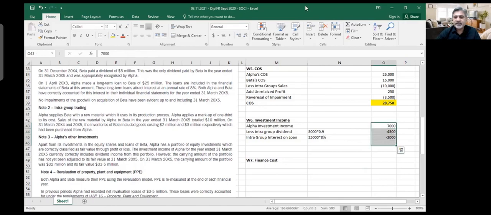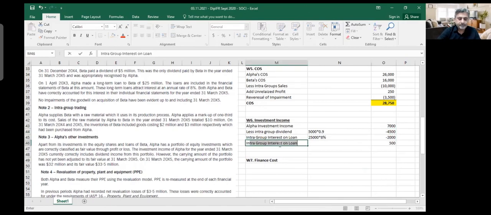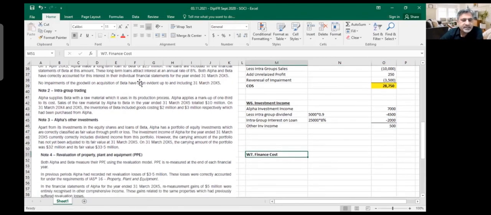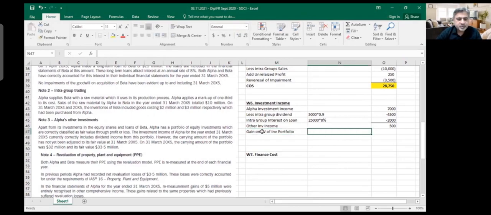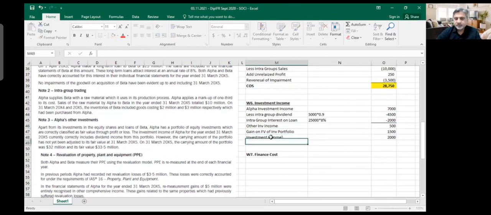So I can say investment income from other, or other investment income. Let's call it like this, other investment income. But then there is one more thing we need to pay attention to, because they told us there's a difference in fair value, 32 million and 33.5 million. This is related to Alpha's investment. I would say gain on fair value of investment portfolio, and that is actually 1.5 million. I will write it down like this. So this goes into investment income. So investment income we have done.